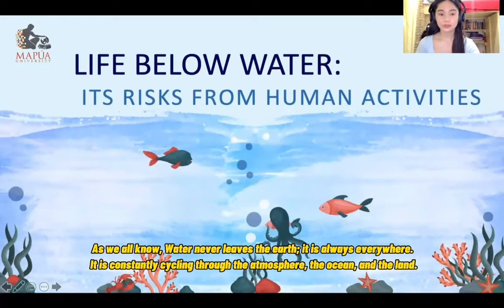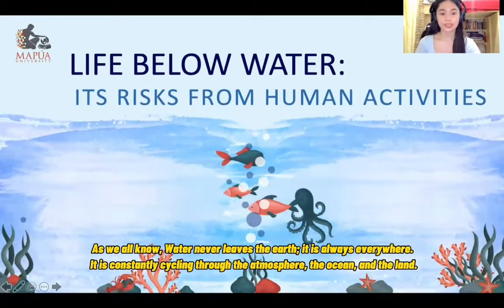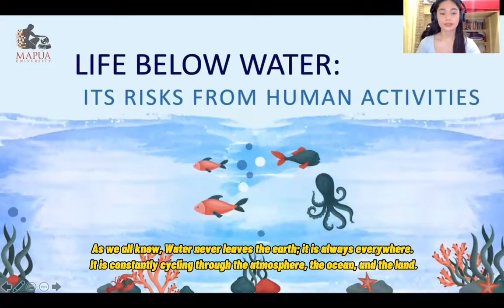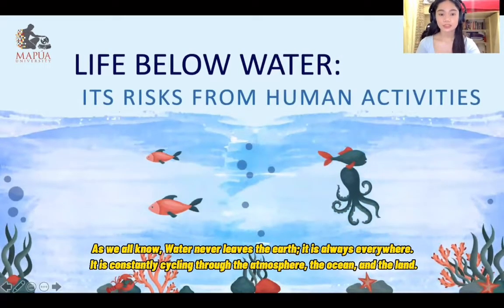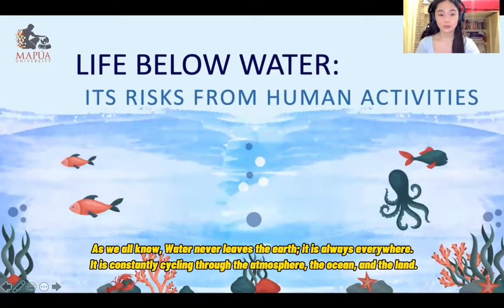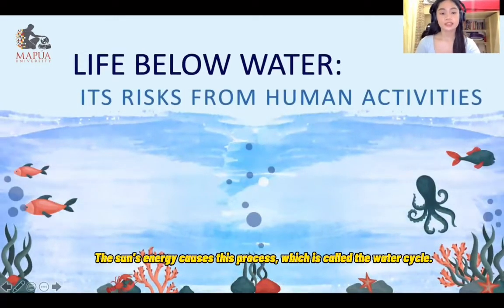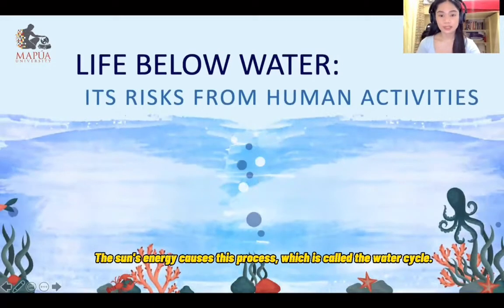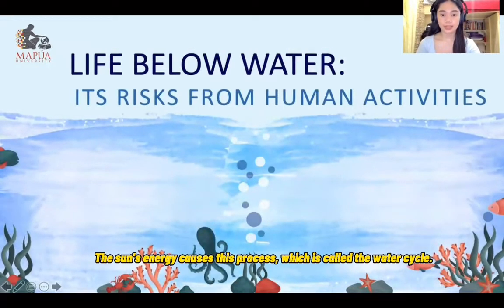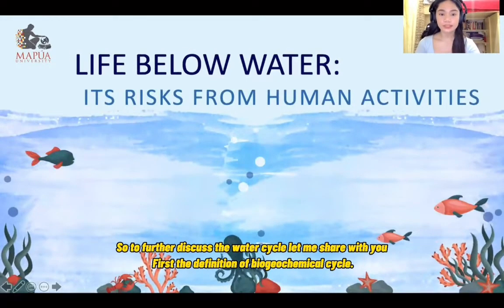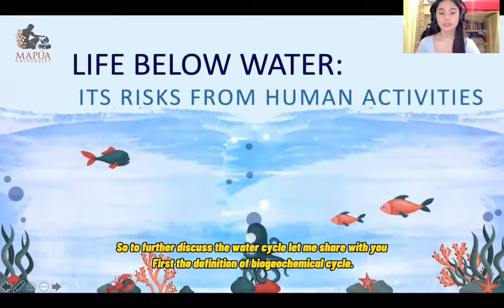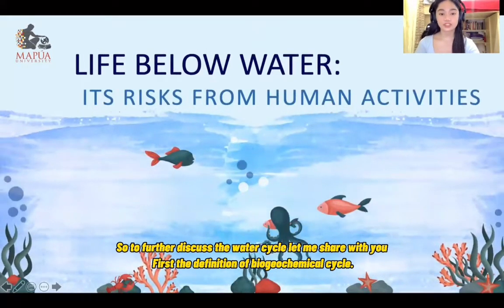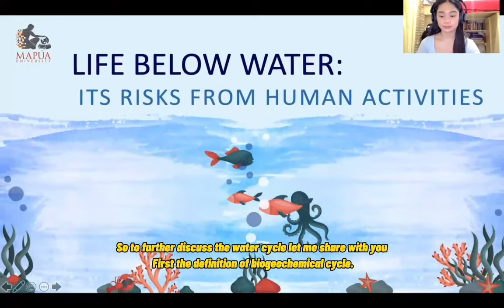So as we all know, water never leaves the earth. It is always everywhere. It is constantly cycling through the atmosphere, the ocean, and the land. The sun's energy causes this process, which is called the water cycle. So to further discuss the water cycle, let me share with you first the definition of biogeochemical cycle.